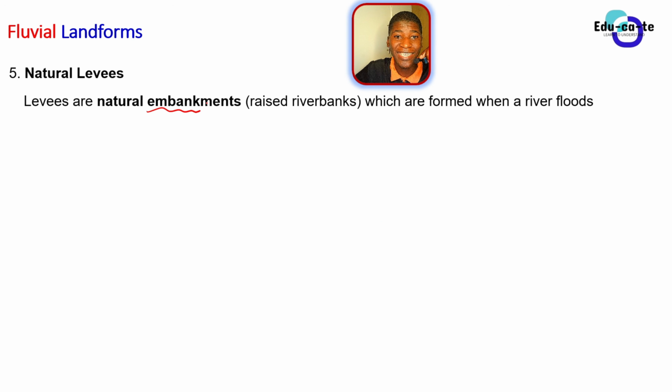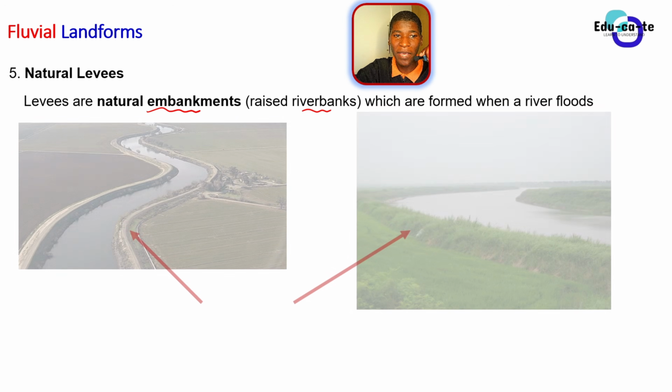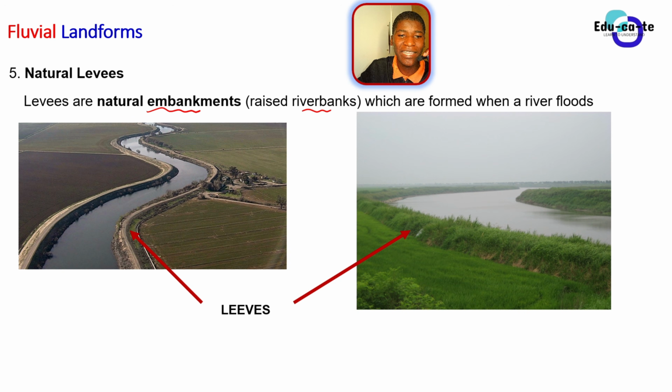Natural levees are basically natural embankments. They are raised river banks which are formed when a river floods. When we're talking about raised river banks, we're talking about something like this. You can see that this is a river that is flowing, and the river banks are the sides of the river. So when you say that the sides of the river are raised, it simply means that there is some material that is deposited on them.